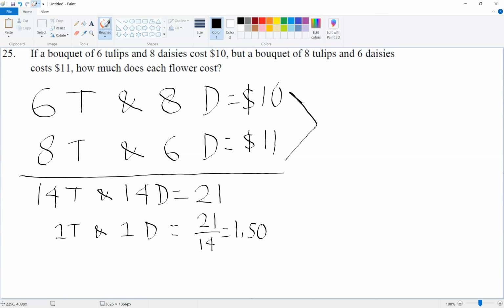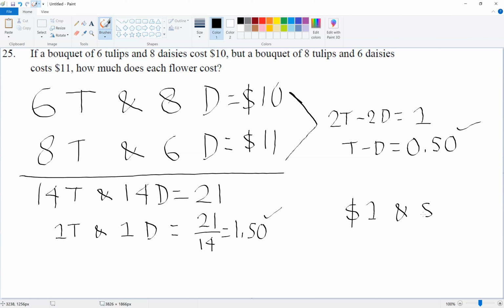Do you understand this, Thami? Yes, I do. So that means 2 tulips minus 2 daisies would be $1. That means tulip and daisy is 50 cents apart. And they add up to 150 and their difference is 50 cents. So that means there will be $1 and 50 cents.